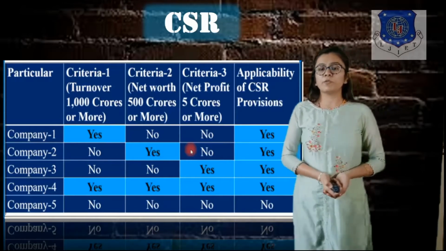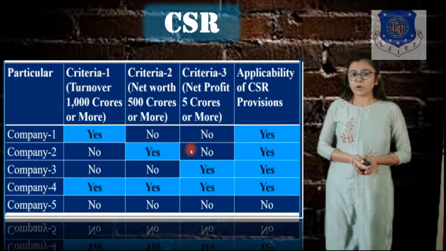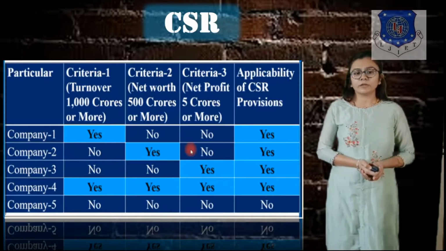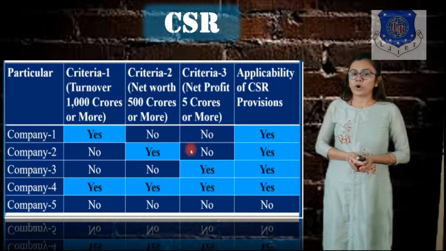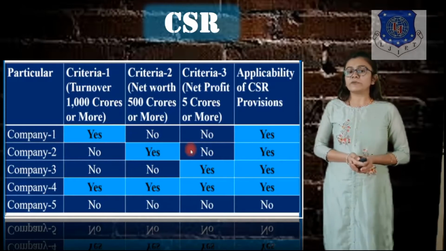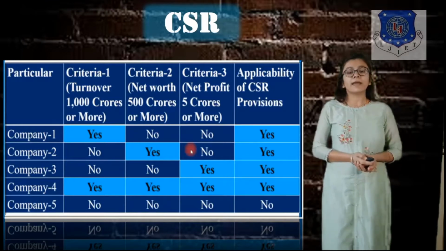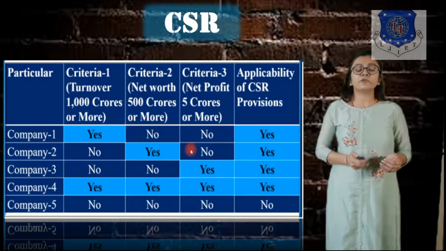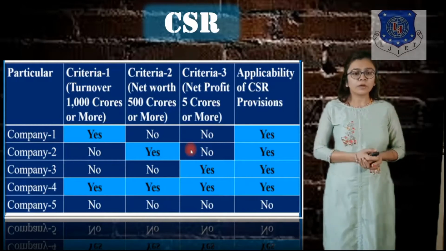Let's see company number 1. Company number 1 satisfies criteria number 1, which means its turnover is 1000 crore or more. But it does not satisfy criteria number 2 and 3. But as per the rules, it has to do social activities for society, because it satisfied criteria number 1.